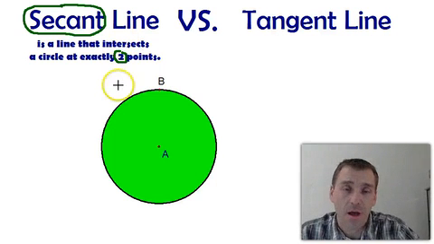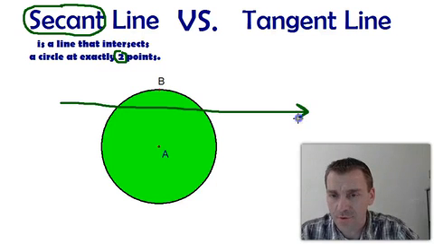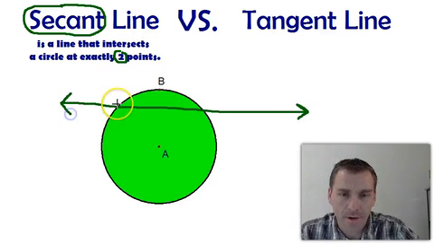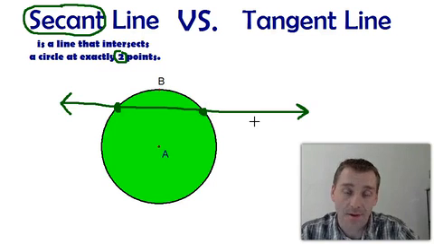So what's an example of a secant line? It looks like this. It is a line that keeps on going forever and ever in 2 different directions. It's a line, just like that. But it intersects the circle at 1 spot and a second spot. That is a secant line.